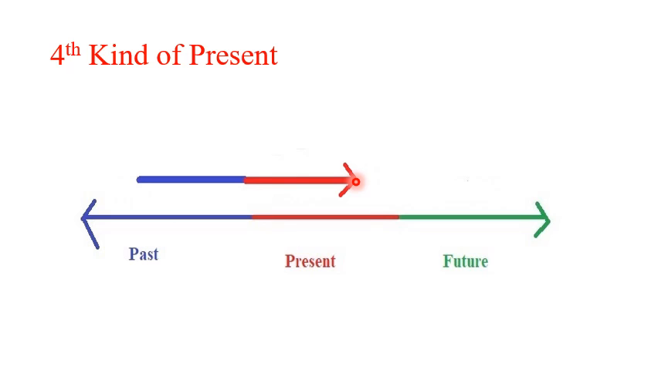Please note that in case of the third kind of present, the action has come to an end. And in this kind of present, the action still continues. So you have to understand that this kind of present is linked with the past because it started in the past, but it still continues in the present.